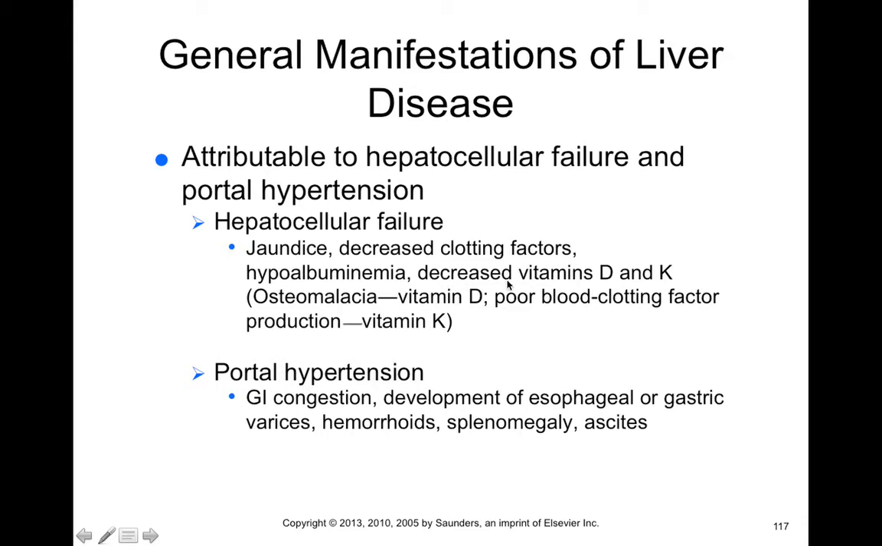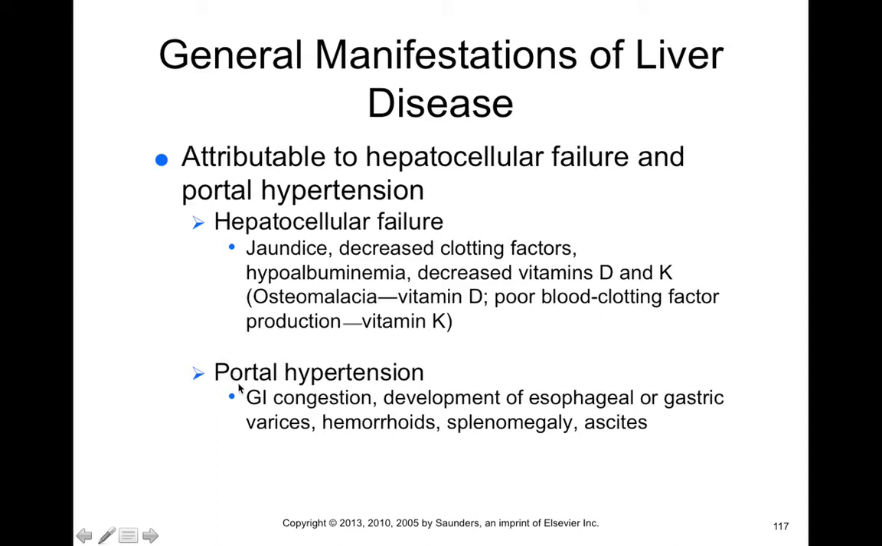We also know that the liver is involved with storing certain nutrients like fat-soluble vitamins, so like D, E, A, and K. But what we'll find is that due to a decrease in the available storage of D and K, we'll see things like osteomalacia, which is due to a vitamin D deficiency in adults, as well as poor blood clotting factor production, and that's mediated by vitamin K. So, we need our liver to store these vitamins in order for adequate bone health and adequate blood clotting.